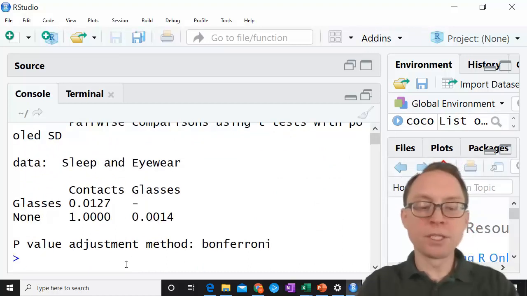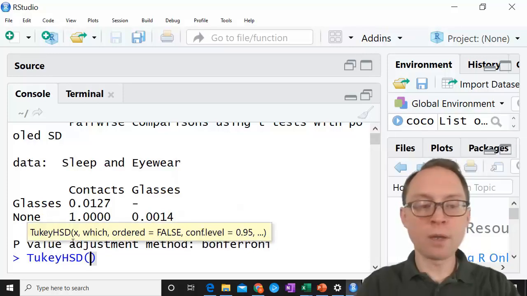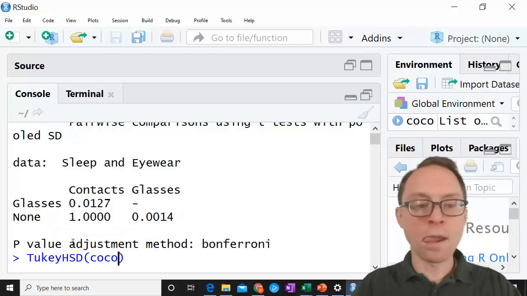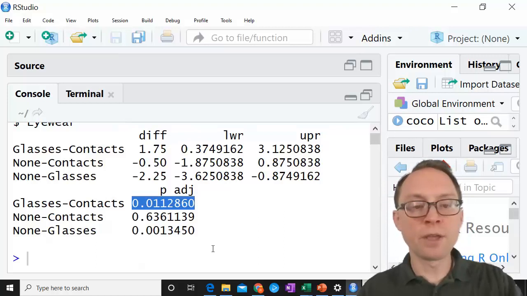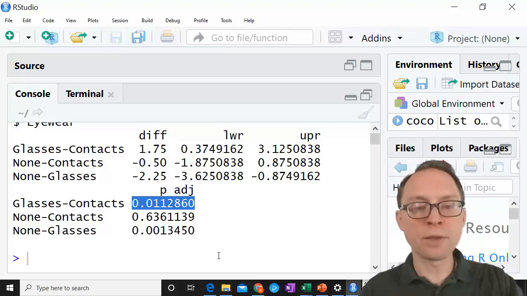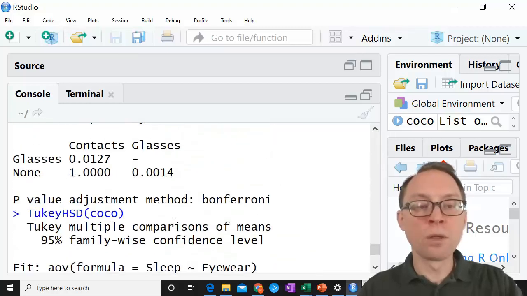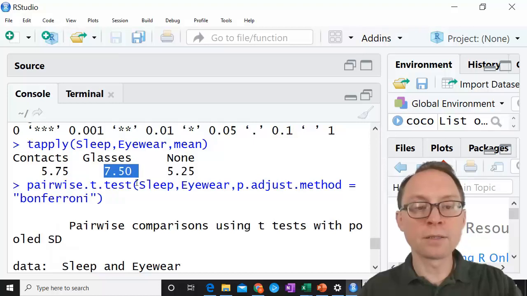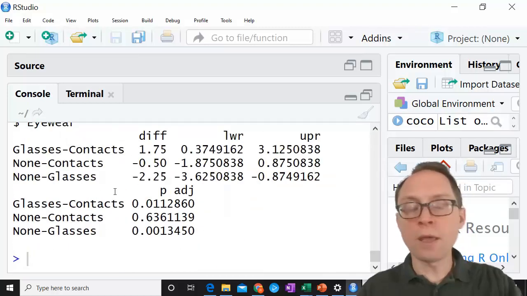Now let's run Tukey HSD. Tukey HSD is easy. I'll just put the name of the model in it, and that is Coco. When I do that, here's what I get. Glasses versus contacts, the p-value is right there, p-adjusted right there, that's what we're looking for. The difference is significant. None and contacts, that's not significant. None and glasses, that is significant. The same information. And when we look at the means, we know that people who wear glasses are sleeping significantly more than people who wear none or people who wear contacts. They sleep significantly more. Okay, thanks everybody.